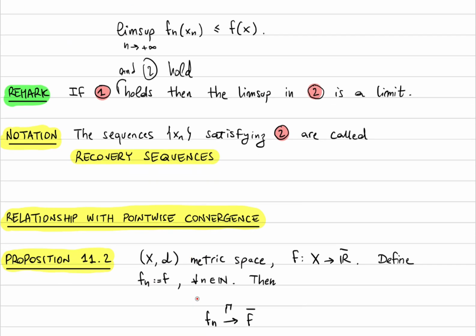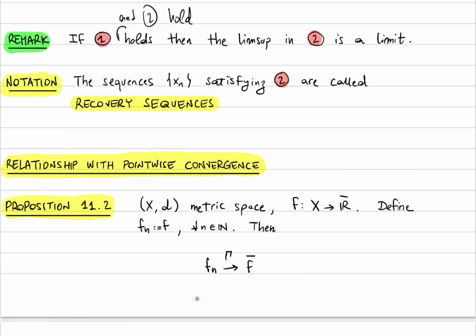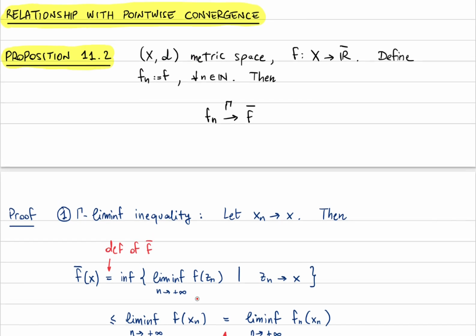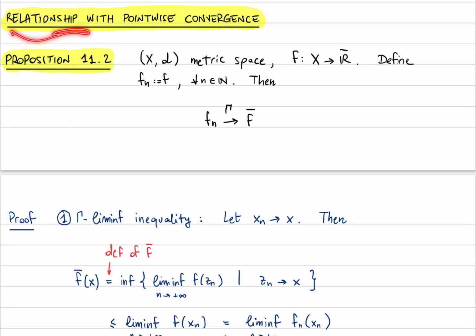Okay, first of all, let's explore the connection to pointwise convergence, which is basically non-existent. So, the relationship between gamma convergence and pointwise convergence. Let (X, d) be a metric space, and f be a function from X into the extended reals. And now consider the constant sequence given always by f. Okay, so this is a constant sequence.